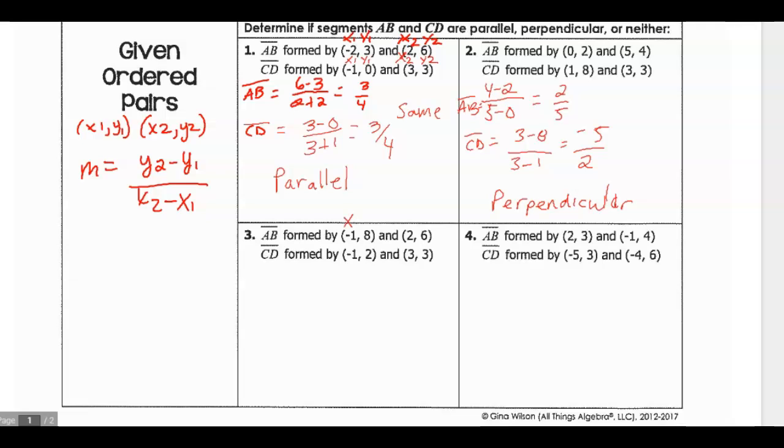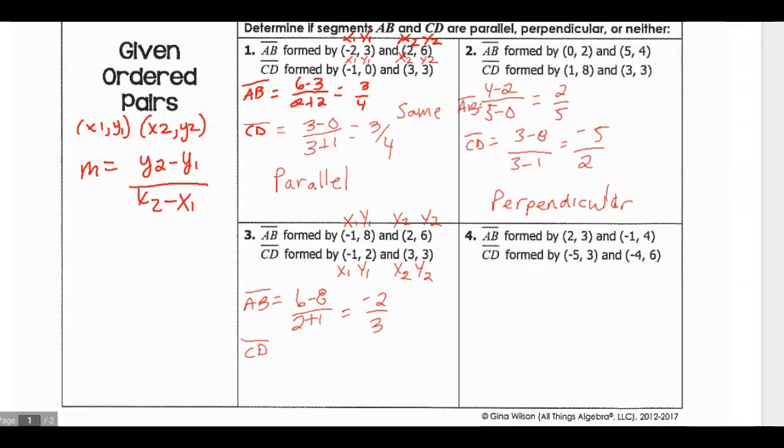Last one for this section here, we're going to go x1, y1, x2, y2. I'm just going to label these real quick. All right, so we're going to do AB. So that is 6 minus 8 on top. 2 minus a negative 1 becomes plus 1. So I have negative 2/3.